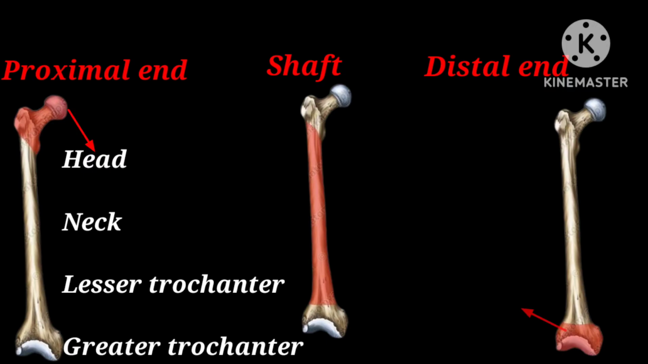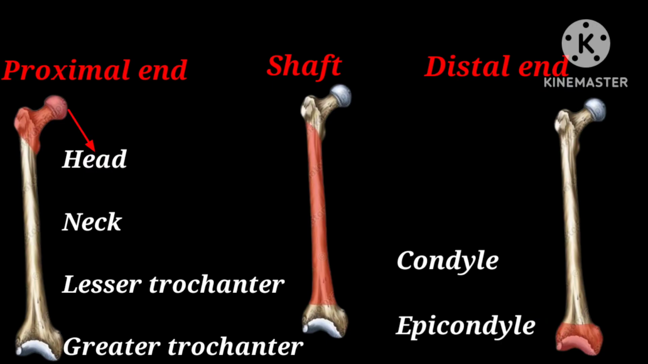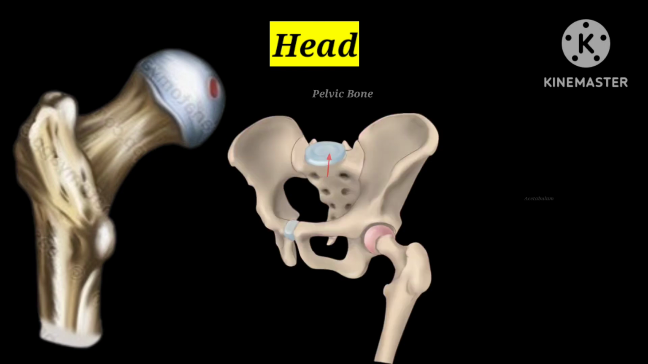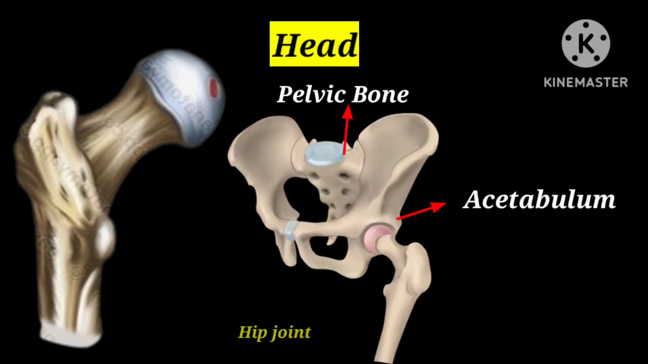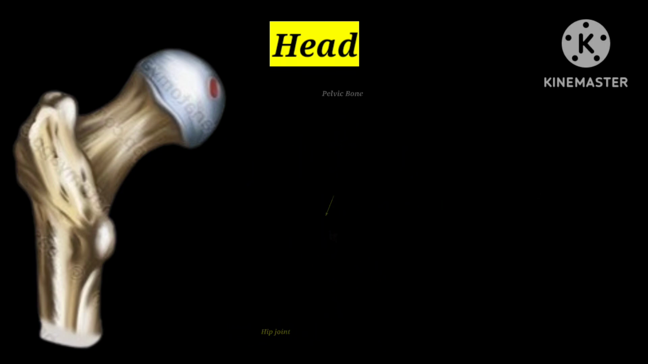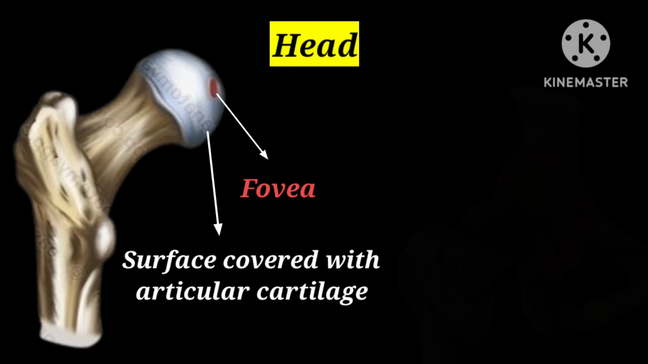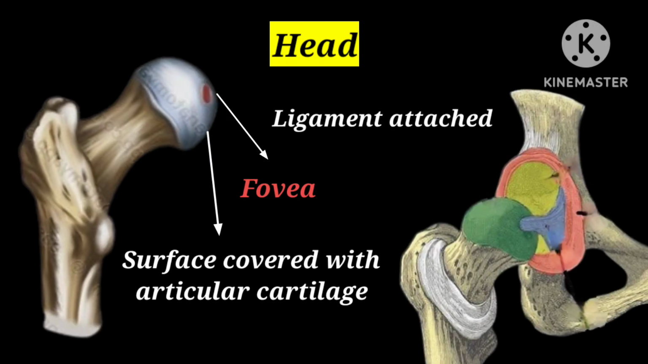The distal end consists of condyles and epicondyles, and the middle portion is called the shaft. The head of the femur articulates with the acetabulum of the pelvis to form the hip joint. It has a smooth surface covered with articular cartilage, except for a small depression called the fovea, where a ligament attaches.